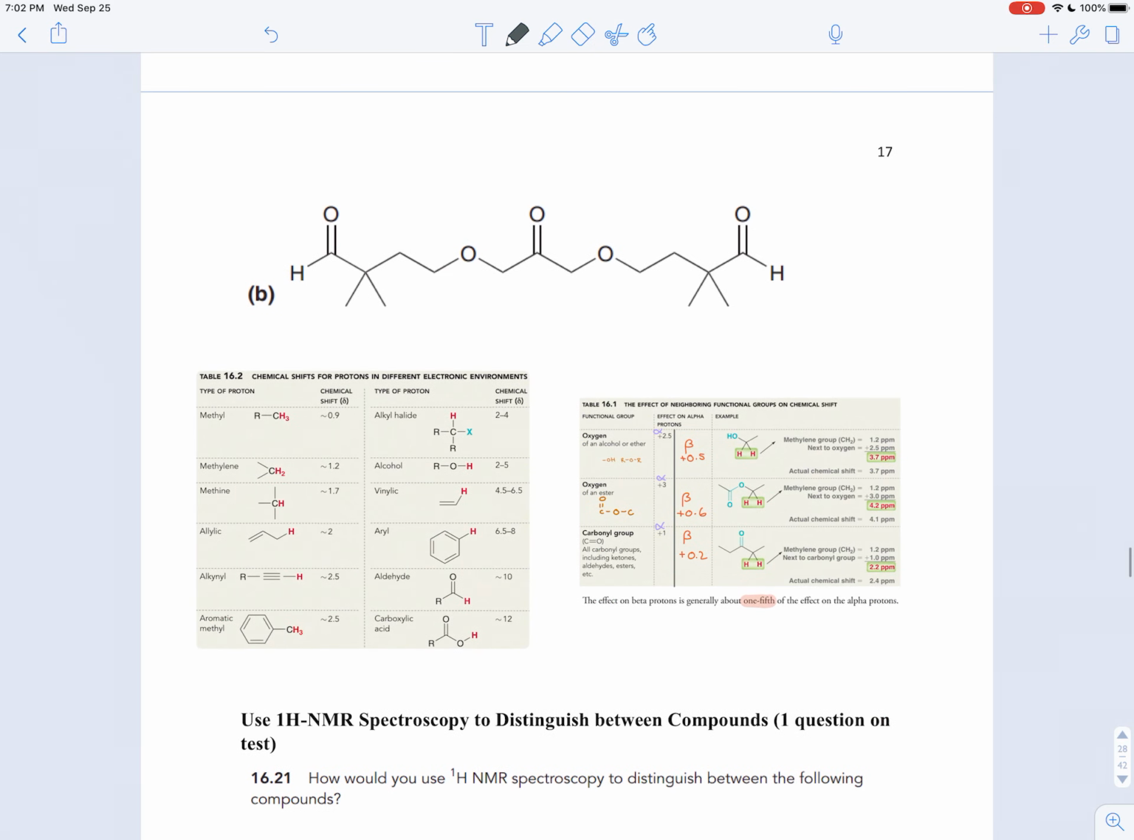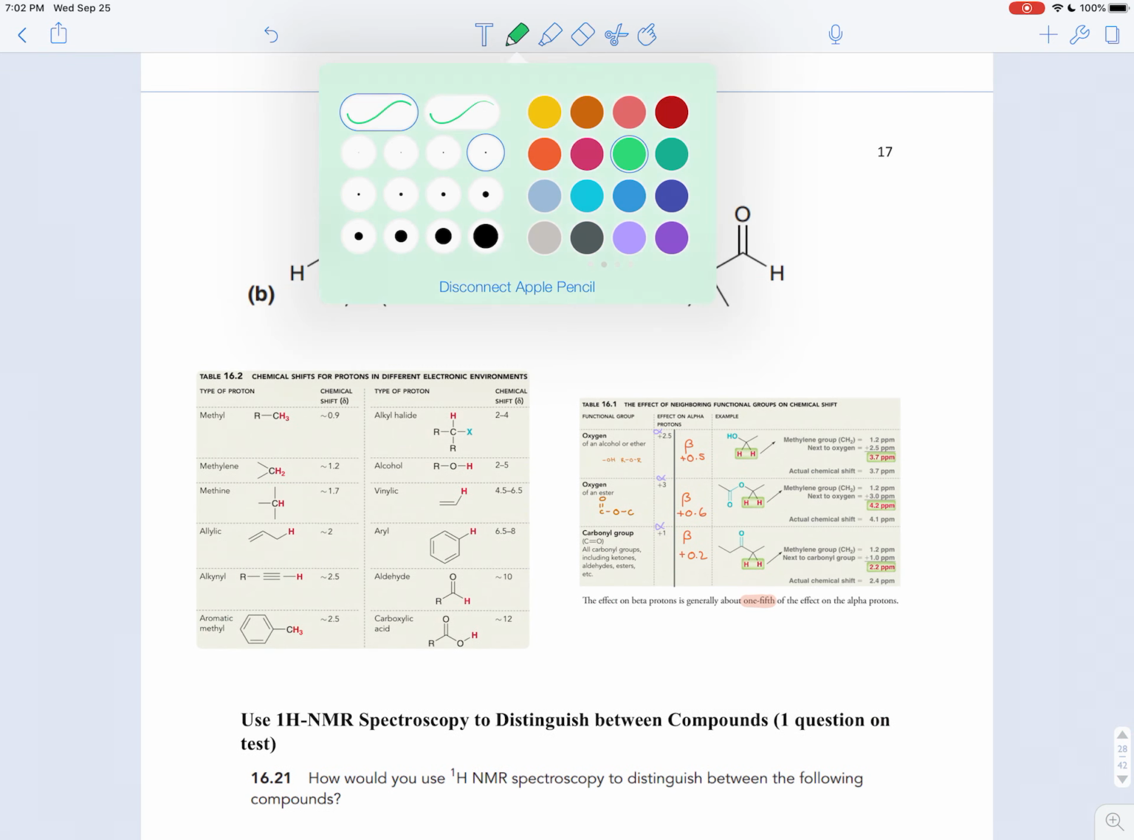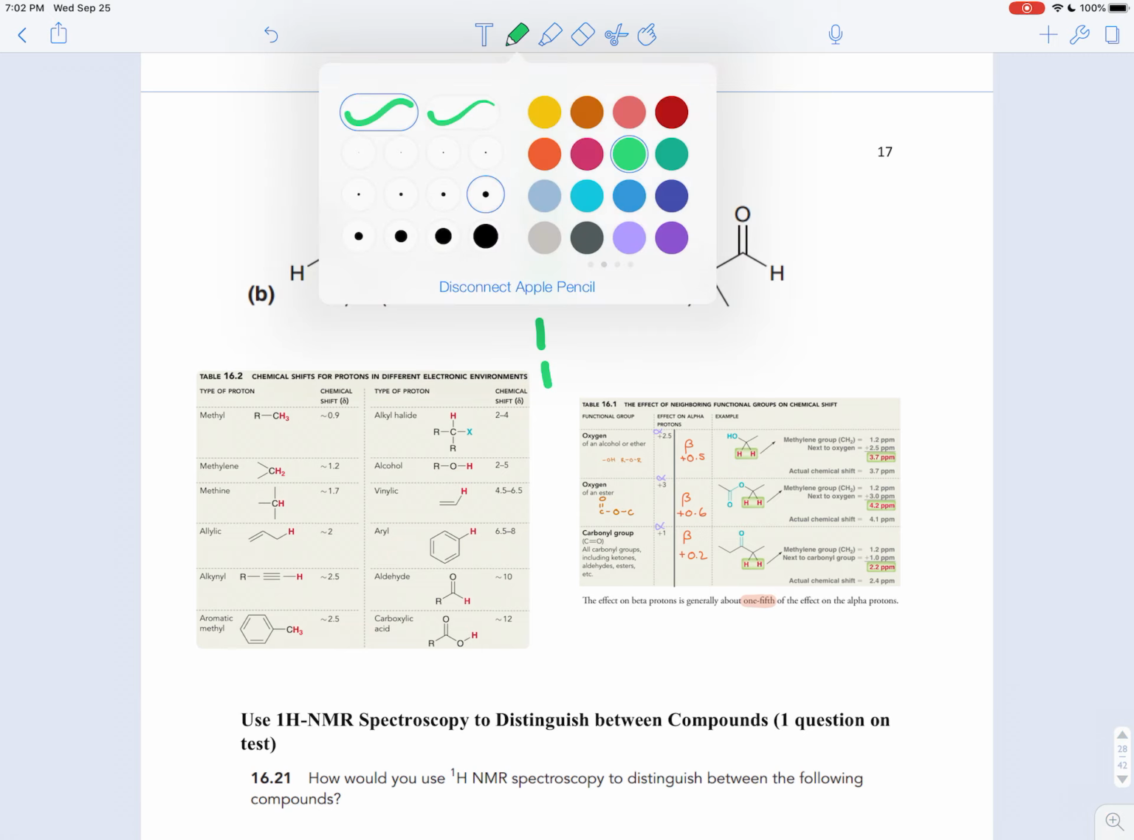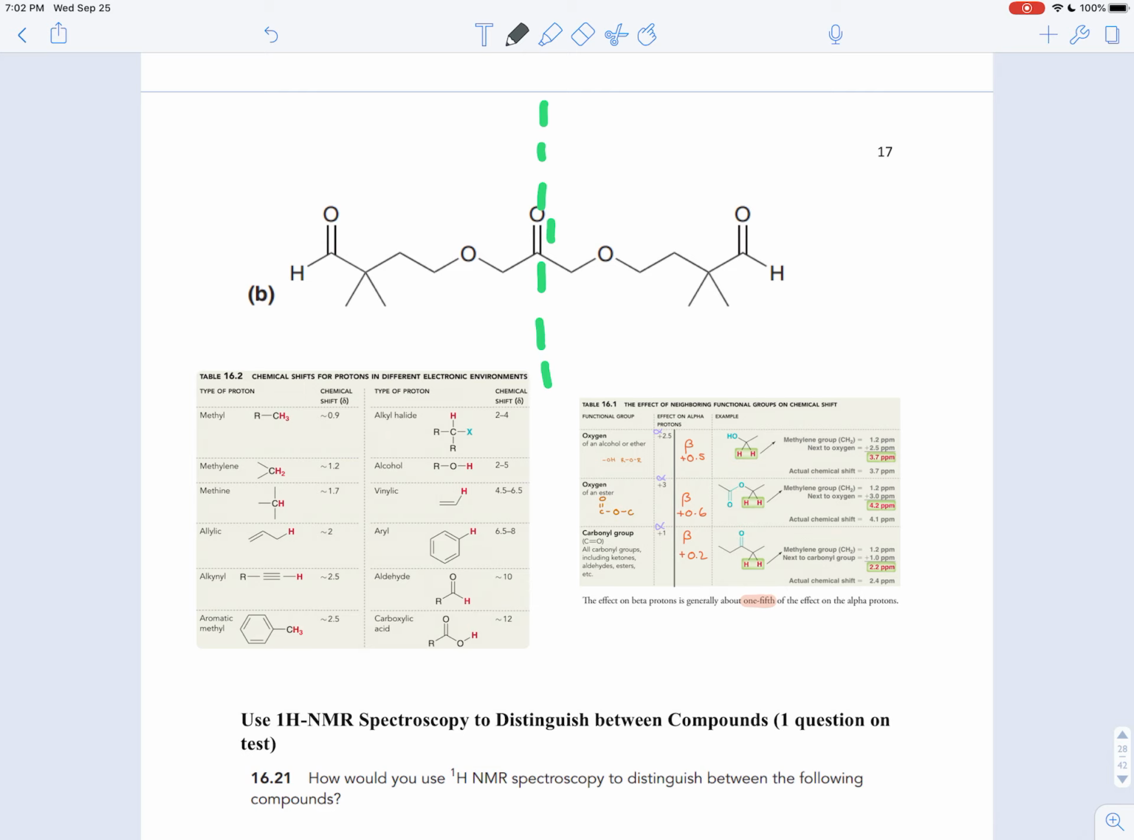All right, same deal here. We want to draw the NMR spectrum. First, notice that there is a line of symmetry here. There's a plane of symmetry down the middle of the molecule. Okay, so let's just focus on one side. The other side is just going to duplicate this. So any peaks that we have here, the other side will match it.